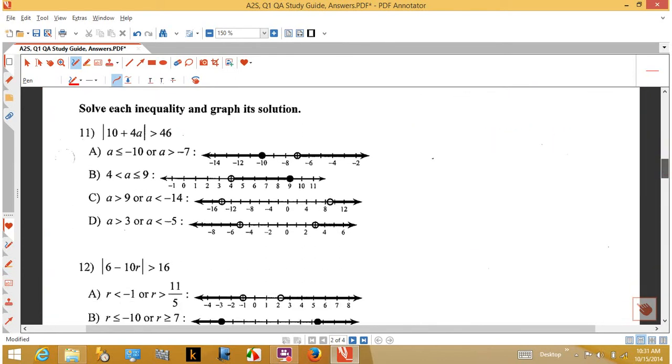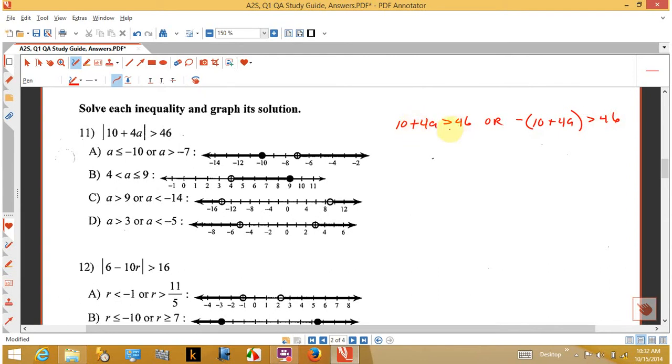Solve the inequality and graph its solution. Okay, it's an absolute value, so I'm going to set up two equations. This is a greater than sign. First, the absolute value is isolated. There's nothing added or subtracted, so that's okay. This will be an or, because it's greater than. So my first equation is, oops, we don't need the absolute values. The absolute value has to go away. So I have 10 plus 4a is greater than 46, or a negative of 10 plus 4a is greater than 46.